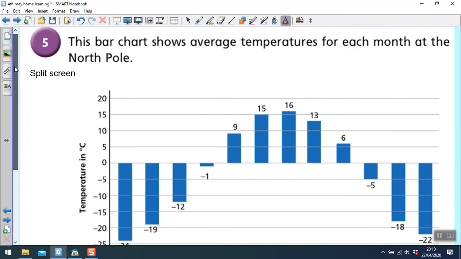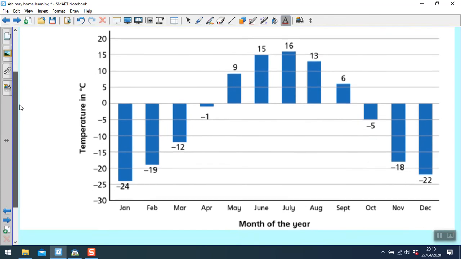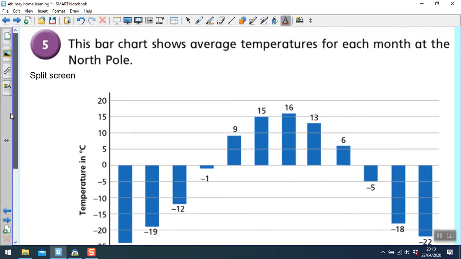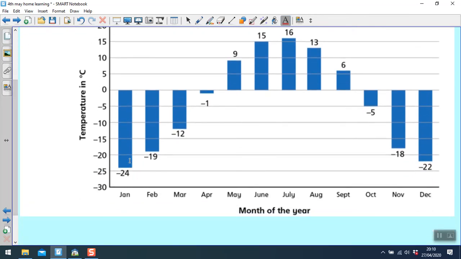Next one, the bar chart shows average temperatures for each month at the North Pole. So January was -24, that was the average temperature in January, -19 degrees in February, -12 in March, -1 in April, 9 degrees in May, 15 degrees in June, 16 degrees in July, 13 degrees in August, 6 degrees in September, -5 degrees in October, -18 degrees in November, -22 degrees in December.